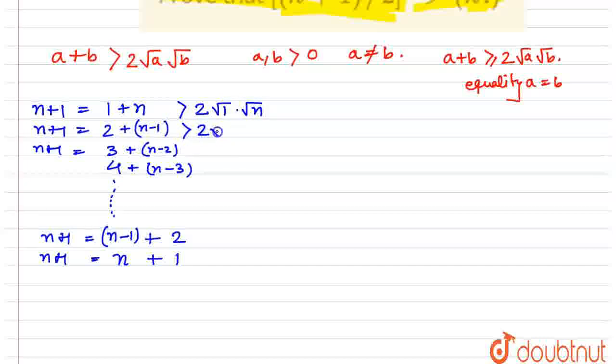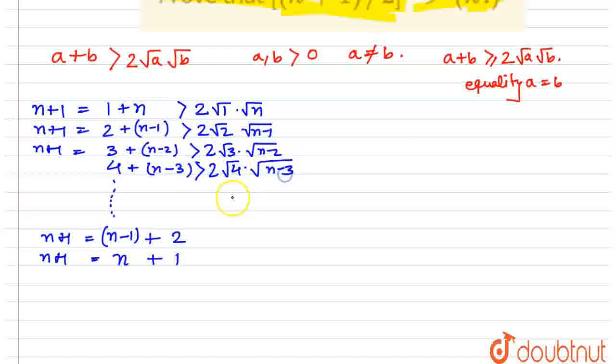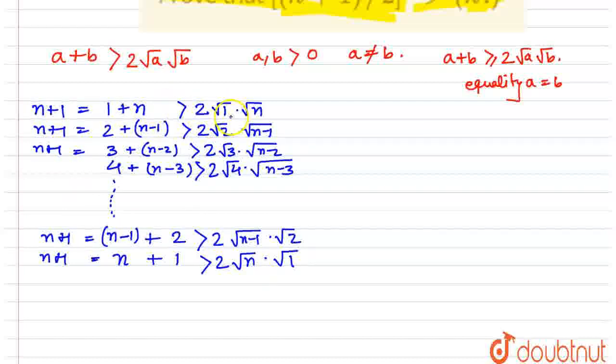This part, 2 times under root 2 under root n minus 1. This part, 2 times under root 3 times under root n minus 2. This part, 2 times under root 4 times under root n minus 3. This part, 2 times under root n minus 1 times under root 2. And this part, 2 times under root n times under root 1. So n plus 1 is greater than 2 times under root 1 times under root n. Again similarly n plus 1 is greater than 2 times under root 2 times under root n minus 1. So like this, n plus 1 is greater than all these quantities.